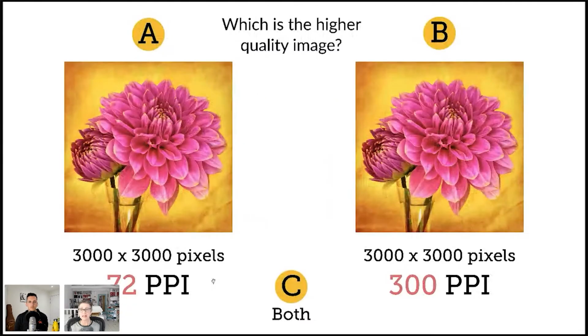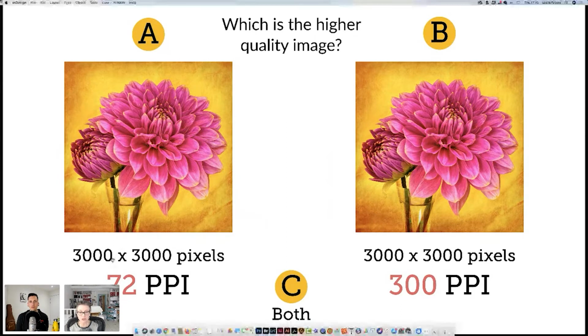Okay, so here's another little test now that I've gone through that with you guys. Which of these images is the higher quality? Which is a high quality image? Image A, which is 3000 by 3000 pixels at 72 PPI, or image B at 3000 by 3000 pixels at 300 PPI, or C, both. Because it's the same exact size image. It's just that in one the output is set to 300, and in the other the output is set to 72. Let's do a little test real quick.